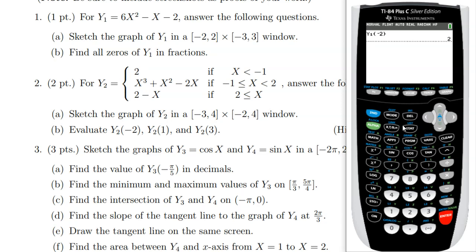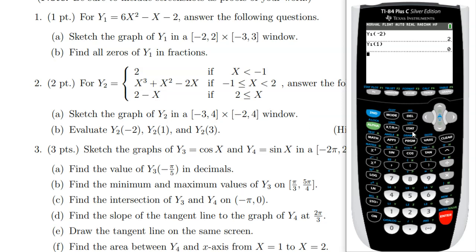We can do other ones. So you do vars, y vars, function, and then y1. And then we can plug in the next one, 1, and hit enter. It returns 0, because 1 is between -1 and 2: 1 cubed plus 1 squared minus 2 is 0.